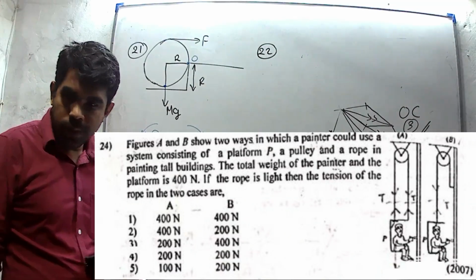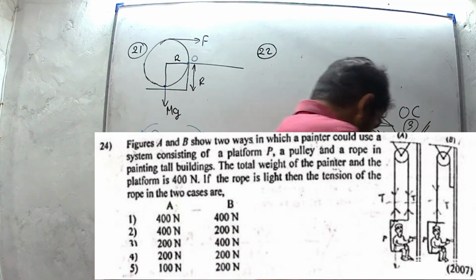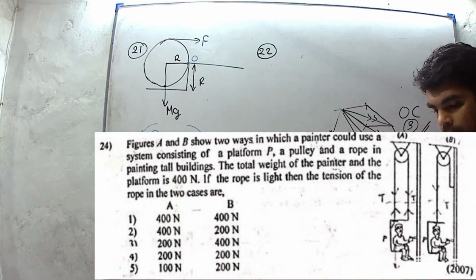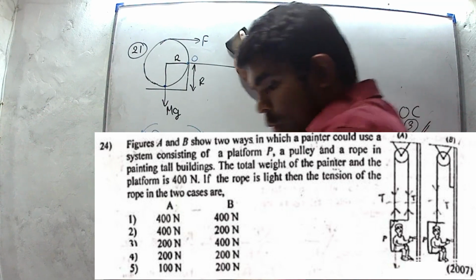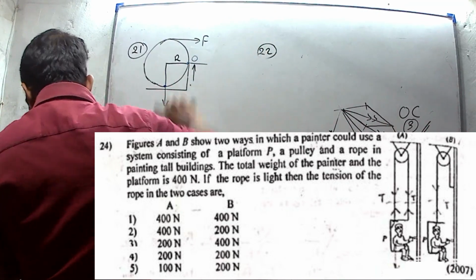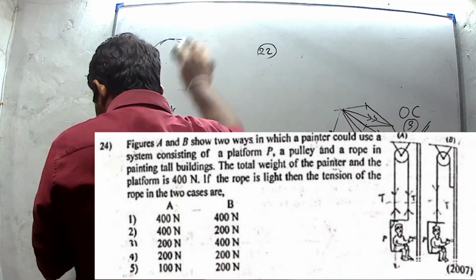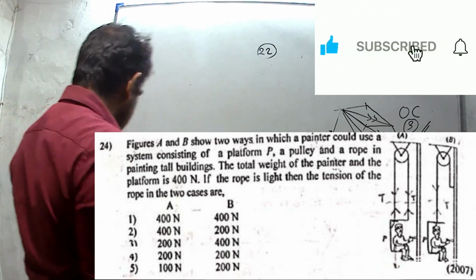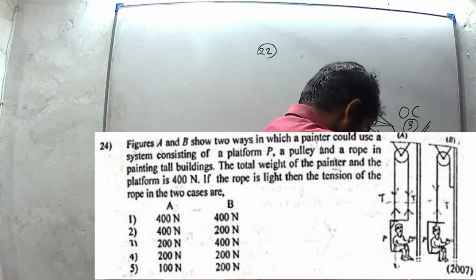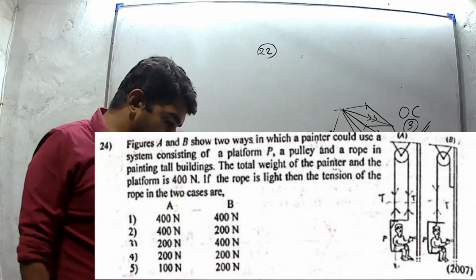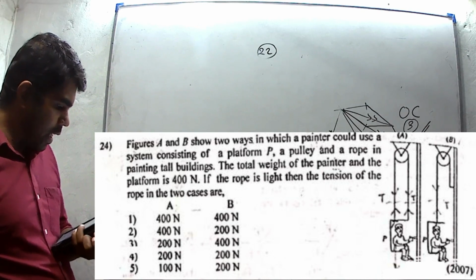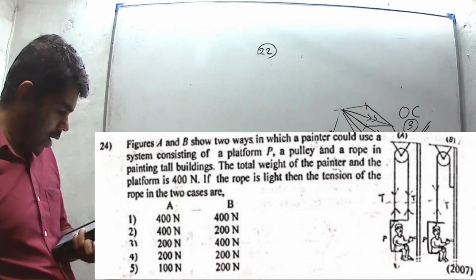Then 24. Figures A and B show two ways in which a painter could use a system consisting of a platform P, a pulley and a rope in painting tall buildings. The total weight of the painter and the platform is 400 Newton. If the rope is light, then the tensions of the rope in the two cases are?